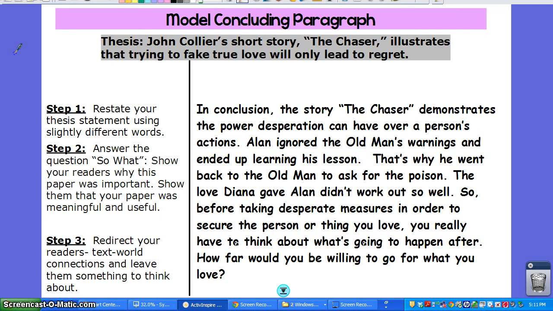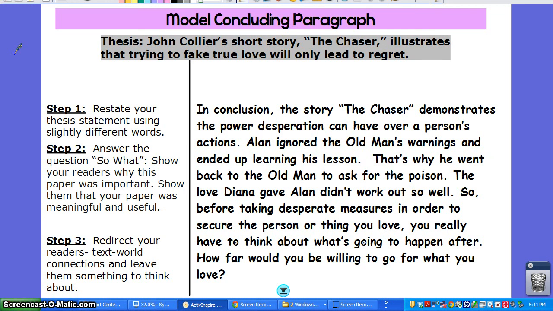In conclusion, the story The Chaser demonstrates the power desperation can have over a person's actions. Alan ignored the old man's warnings and ended up learning his lesson. That's why when he went back to the old man to ask for the poison, the love Diana gave Alan didn't work out so well. So before taking desperate measures in order to secure the person or thing you love, you really have to think about what's going to happen after. How far would you be willing to go for what you love?